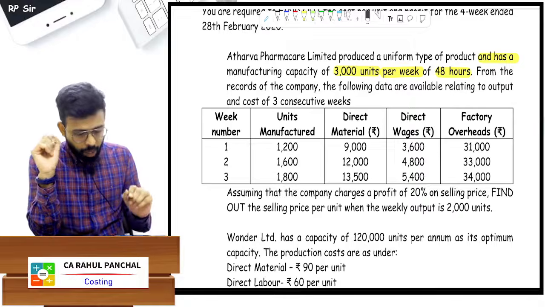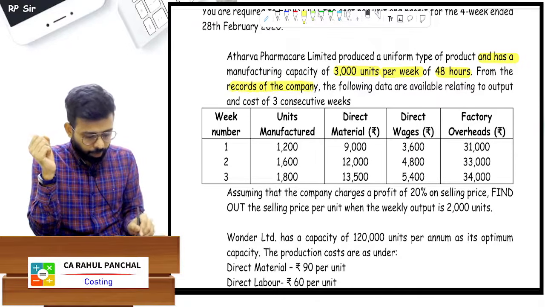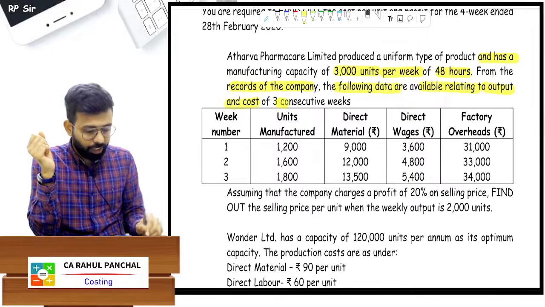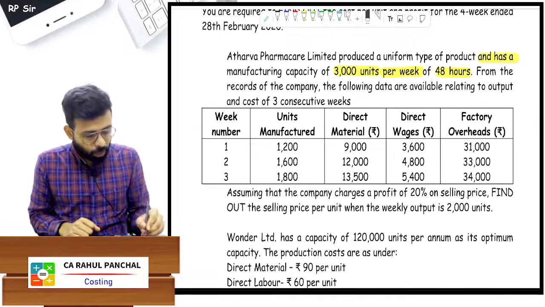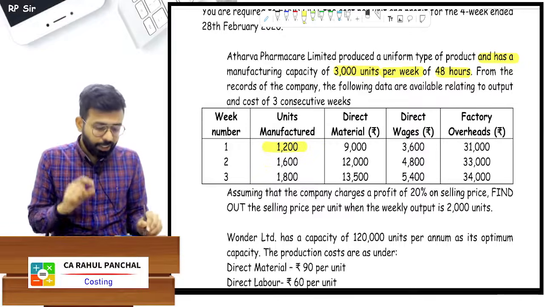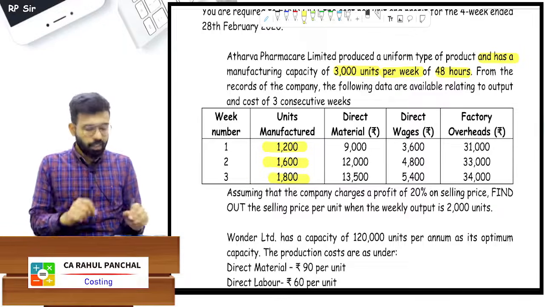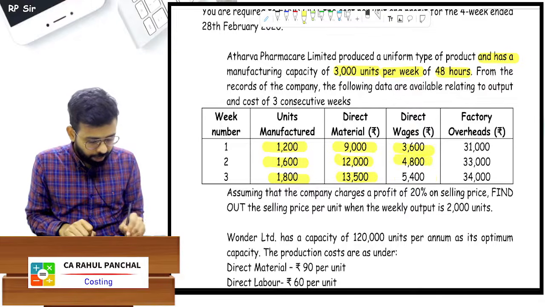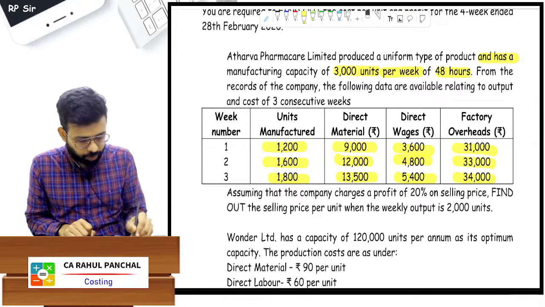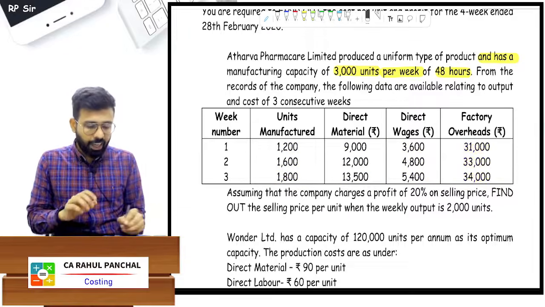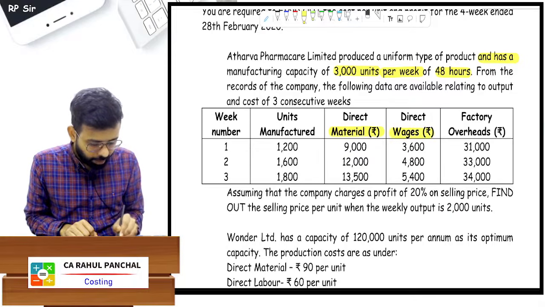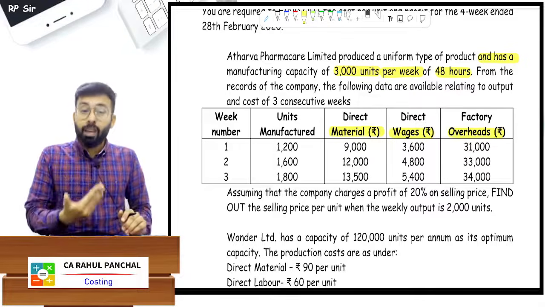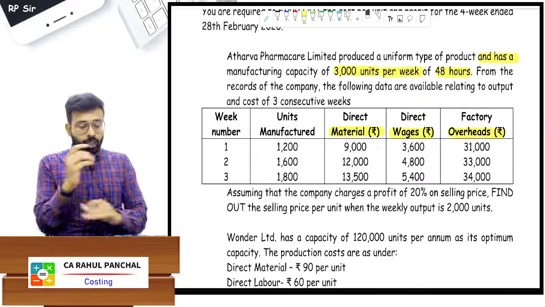Now from the records of the company, the following data are available relating to the output of 3 consecutive weeks. Details are given with reference to 3 consecutive weeks: week 1, week 2, week 3. What is given is how many units we manufactured in week 1, week 2, week 3. And this is my direct material cost, this is my direct wages cost, then this is my factory overhead cost. Now guys, you will have to identify: there are 3 costs given in the question, direct material, direct labor, and factory overhead. Which one is variable cost and which one is fixed cost? That is something you will have to identify.